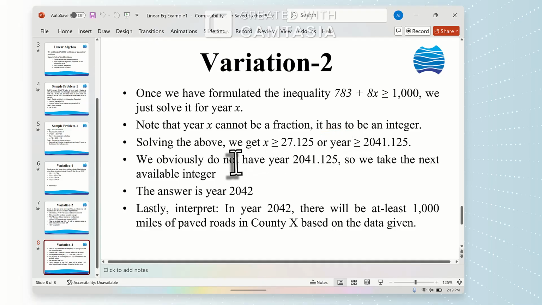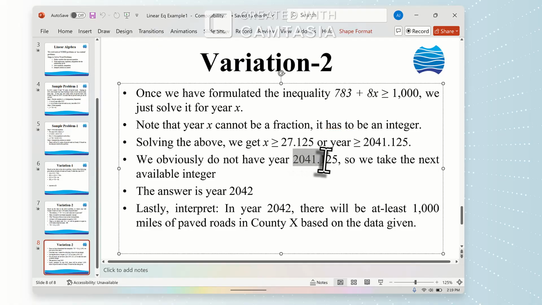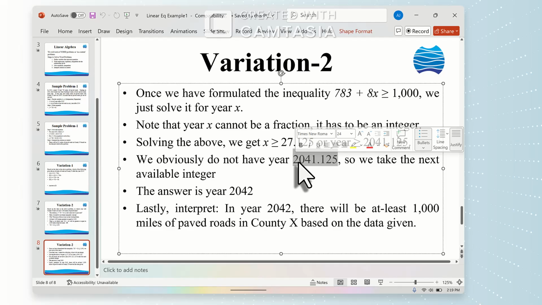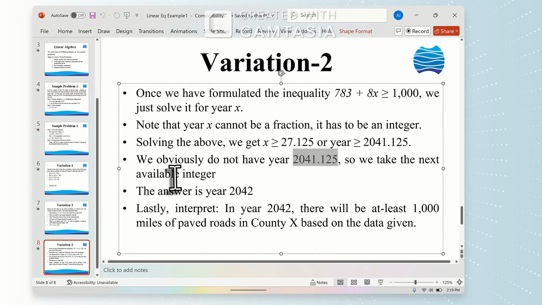We obviously do not have the year 2041.125, which essentially means that 2041 is gone, so it will be in 2042, sometime in the early part. So it takes the next available integer. So the answer is 2042. Lastly, we interpret the results. So in the year 2042, there will be at least 1000 miles of paved roads in County X based on the data given.